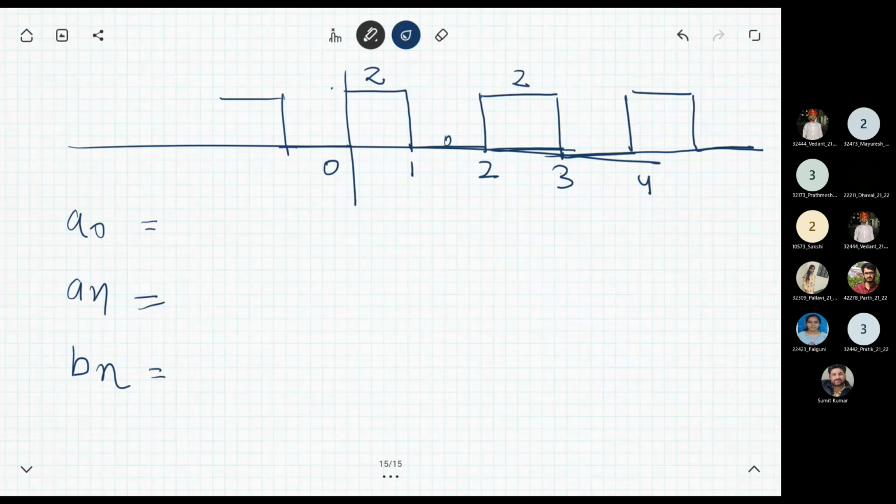What will A naught की value कितनी? A naught is... hello. Am I audible? Yes, sir. Now you are audible. Okay, maybe there is some problem with mic or my network.